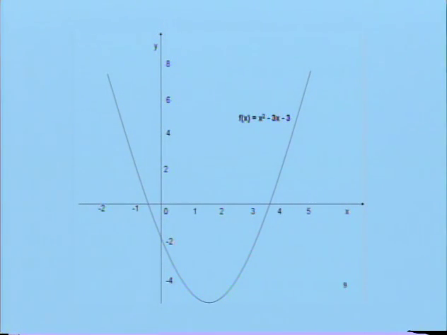This is the graph of x squared minus 3x minus 3. Notice the minimum point. Notice where the graph cuts the x-axis, and to read that as the solution.